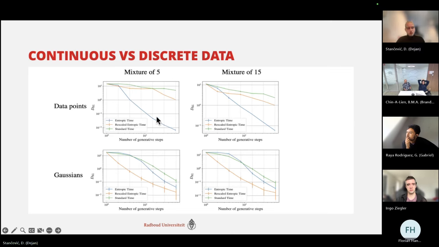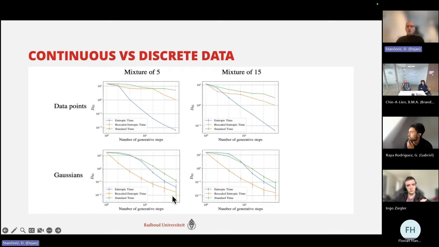quite a big margin, I would say, several orders of magnitude. This is KL divergence, what we are measuring. And then for Gaussians, we see that rescaled entropy outperforms other schedules that we looked at. We looked at some other schedules too, but we thought that representing only 3 curves is enough. It would probably get overcrowded with more curves. But in general, this is the trend that we observe: entropic time in the discrete case outperforms everything, and in the continuous case, rescaled entropic time performs better.